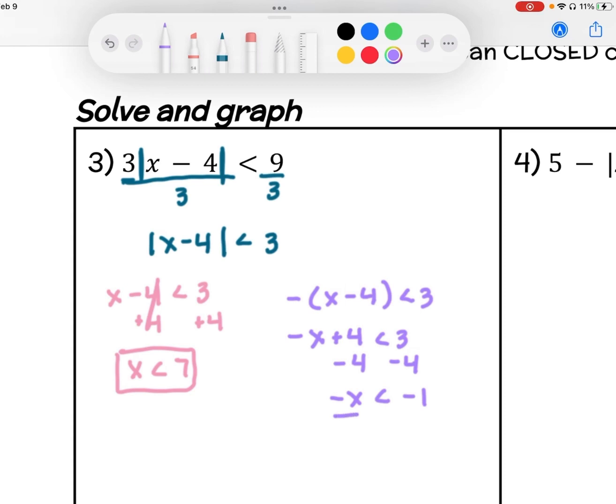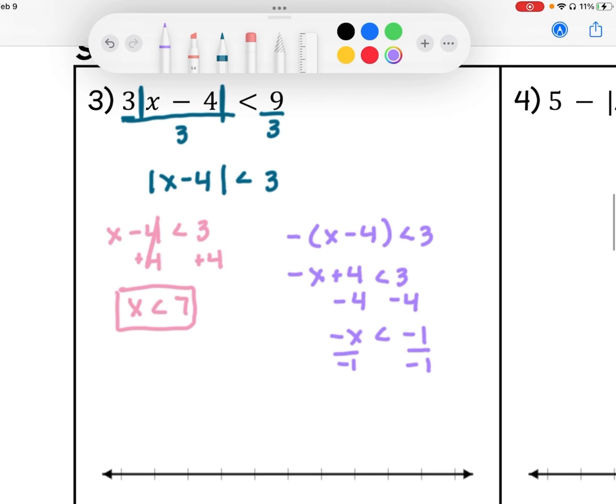And then because we have a negative x, we need to divide both sides by negative 1. And don't forget, when you divide by a negative, you have to flip your sign. So these cancel, you just have x. The sign has to flip to become greater than. And then negative 1 divided by negative 1 is 1.